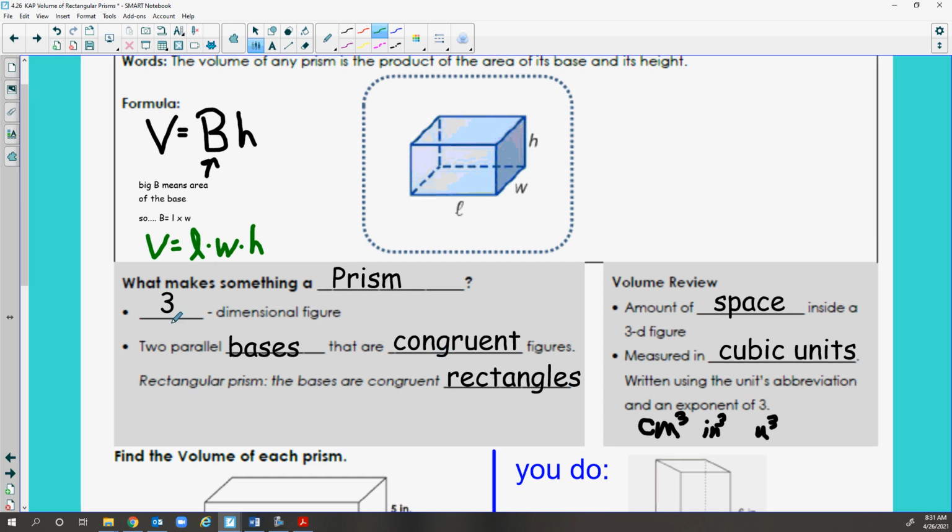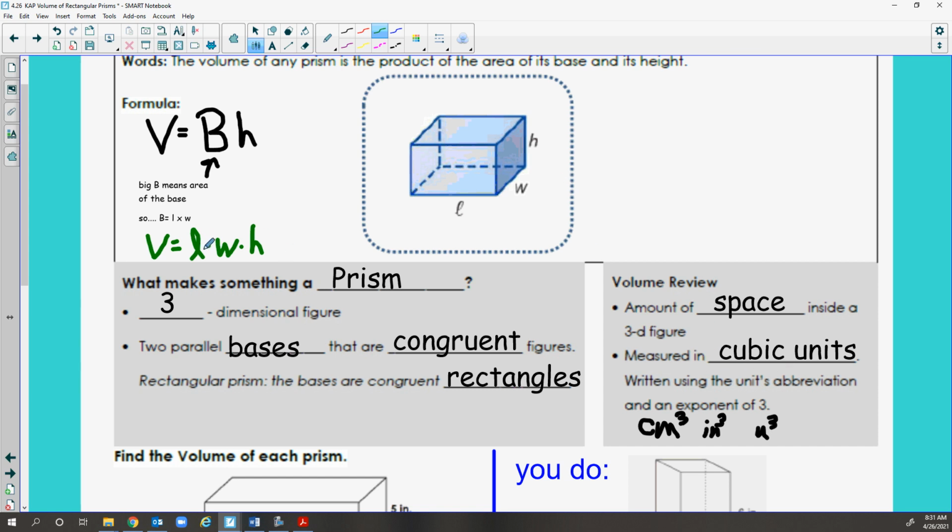A prism has to be a three-dimensional figure, and it has two parallel bases that are congruent figures. In a rectangular prism, the bases are congruent rectangles. To review, volume is the amount of space inside a 3D figure, and it's measured in cubic units, written using the unit's abbreviation and an exponent of 3.